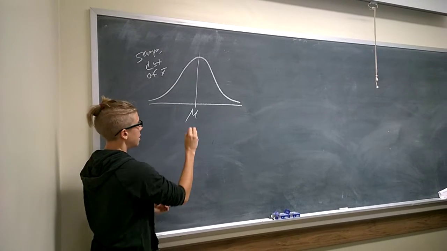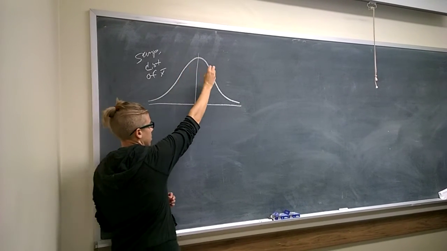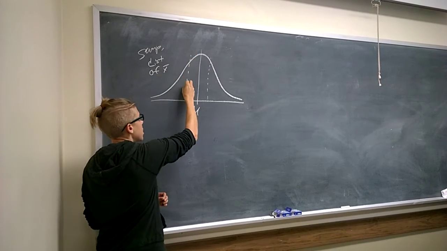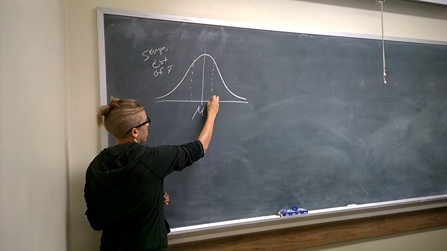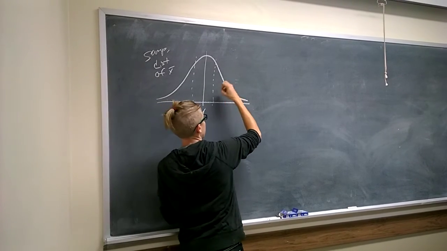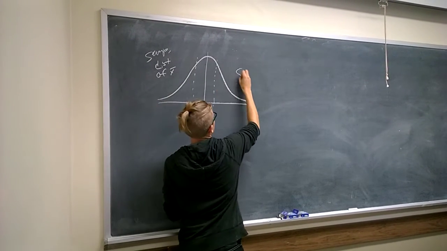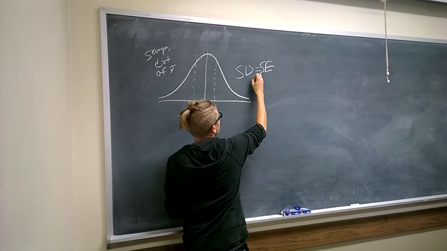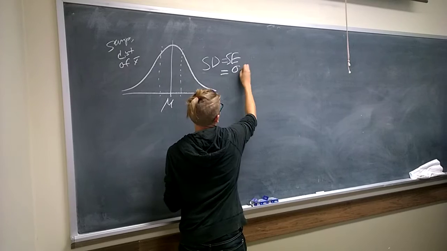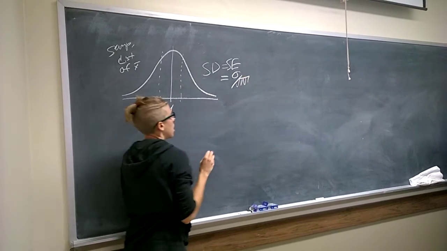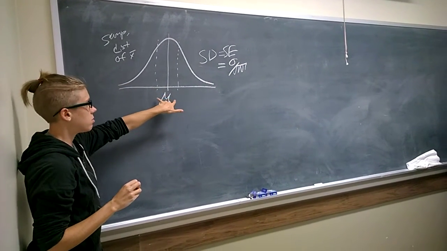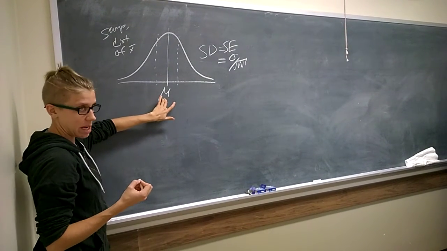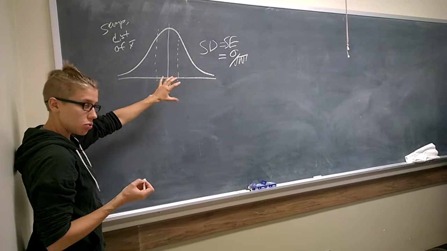Yeah, and it has a standard error or standard deviation. So this is a sampling distribution, so the standard deviation equals the standard error, which equals sigma over square root n. So this has a non-1 standard deviation and a non-zero mean. So it's just a normal distribution.